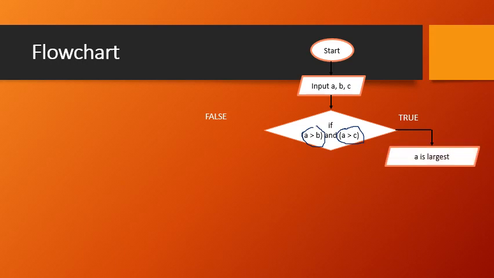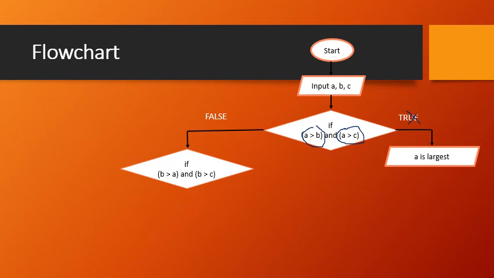So we will display A largest within a parallelogram. If this condition is false, it will come on the left hand side here. Then we have to check the similar condition with the second number, that is B. So here we will check the conditions again. Is B greater than A and B greater than C? Is the second number greater than the first number?